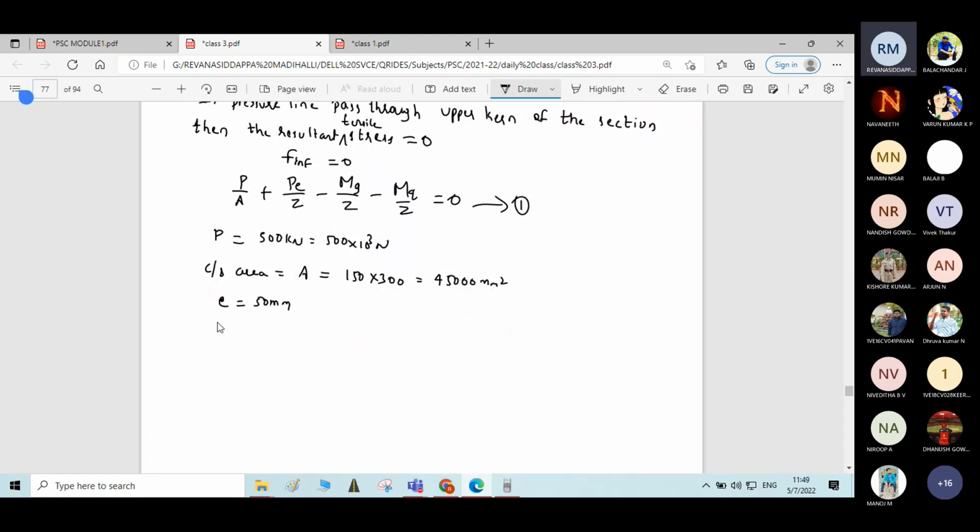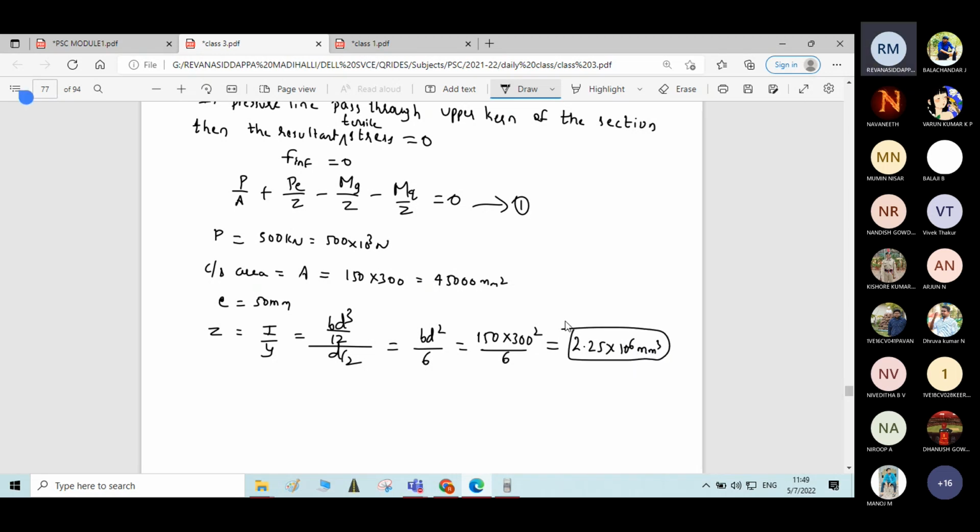50 mm. Then section modulus Z is equal to I by Y, nothing but BD cube by 12 divided by D by 2. You can substitute the values or simplify this. If you simplify, you will get BD square by 6, nothing but 150 into 300 square by 6. How much will you get for the section modulus? Check the answer: 2.25 into 10 power 6 mm cube, Z.